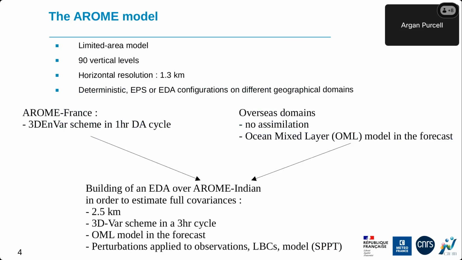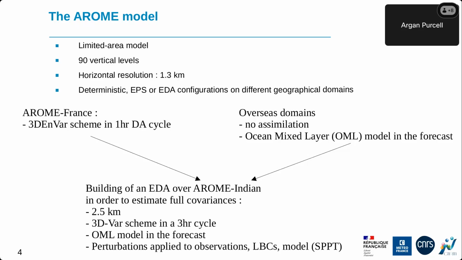First, the atmosphere model we used is the AROME model, the Météo France limited area model, as I said before. It has 90 vertical levels, and it runs in several different configurations over different geographical domains. The configurations can be deterministic runs, ensemble prediction systems, or ensemble data assimilations. For instance, over metropolitan France, AROME runs with a 3D-VAR scheme in a 1-hour data assimilation cycle, whereas on the overseas domain, AROME runs without any assimilation, but it is coupled with an ocean mixed layer model in the forecast.